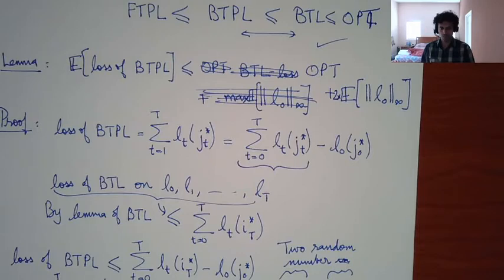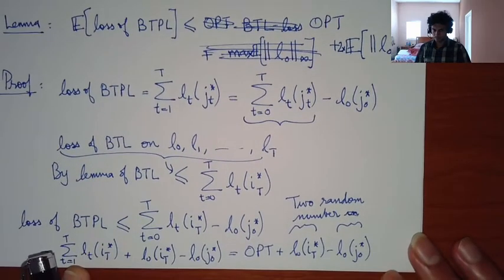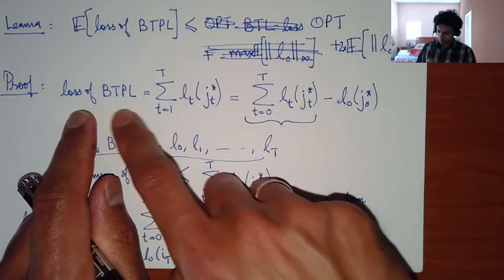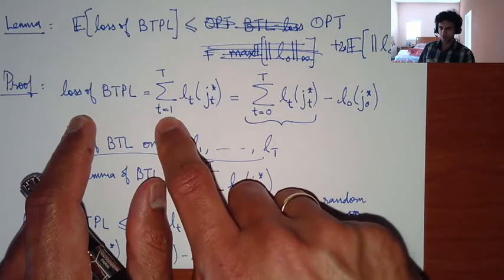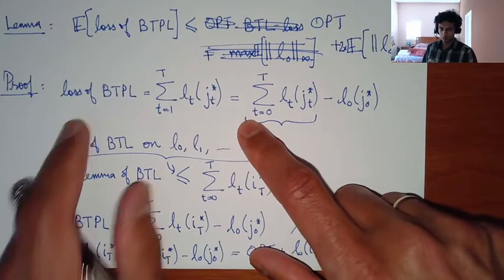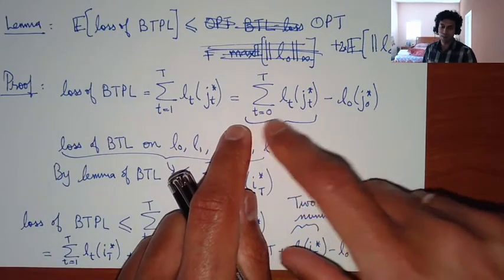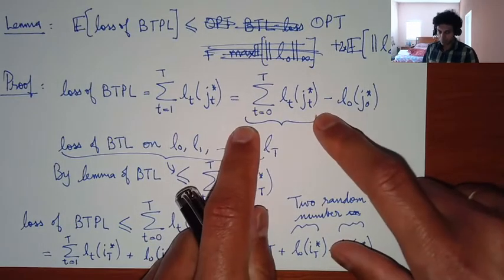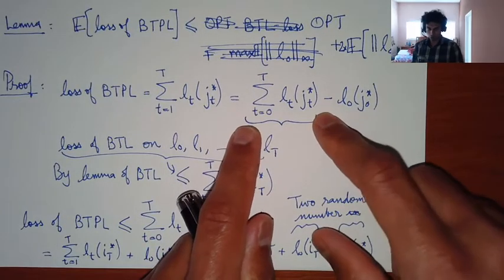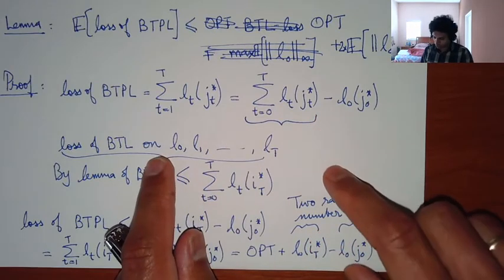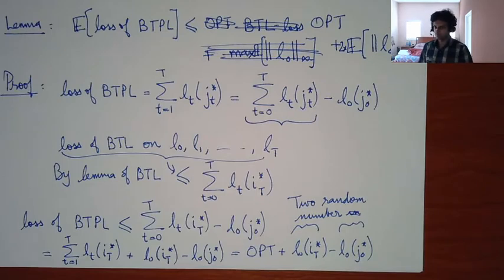Wait, how did we get IT star? I capital T star? Yeah, I capital T star. Okay, so here's B the perturbed leader, right? It's going from T1 to T. Okay, so now I'm just going to add in what happens at step 0 and subtract out what happens at step 0. Okay, so now let me focus on this. This is the loss of B the leader if you include L0 as well. Sure. Because that's what JT star is defined to be, right?